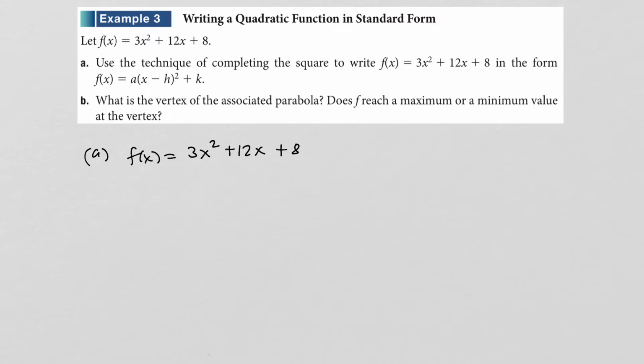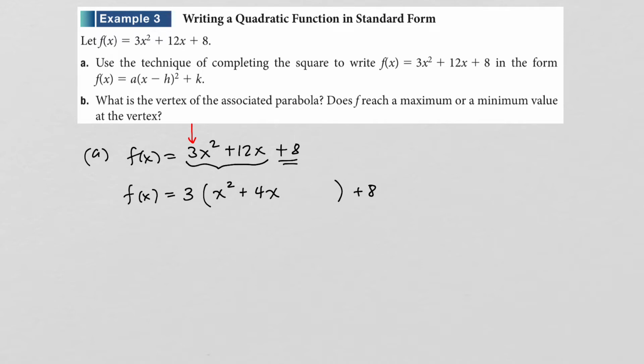And I want to point out right away, notice that we do not have a 1 in front of the x squared. So in this case, what you want to do is factor the 3 out of only the first two terms. So when I pull the 3 out of 3x squared, we get 3 times the quantity x squared plus, when you pull a 3 out of 12x, you get 4x. And then we're going to leave a space here for completing the square. And then we still have the plus 8 on the outside of those parentheses.